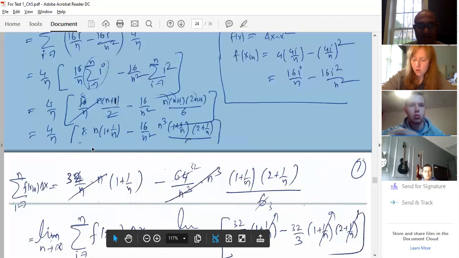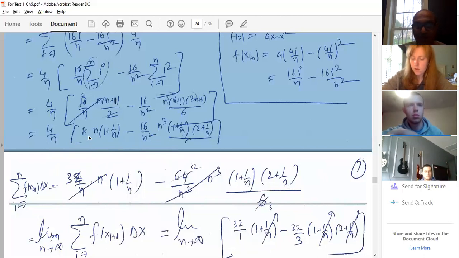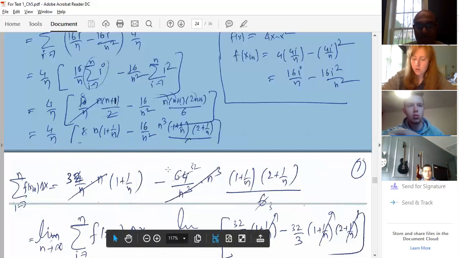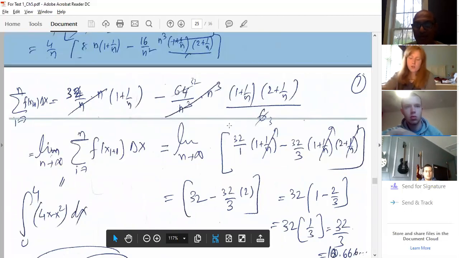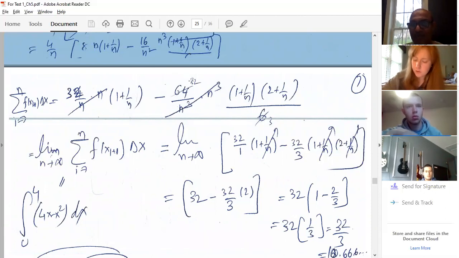Here it is n and here I have one more n, so this n and n will get cancelled out. So I'm just left with 8 4s are 32, 1 plus 1 by n. The n cube will get cancelled out. 16 4s are 64, 1 plus 1 by n, 2 plus 1 by n, divided by 6. If you cancel this, 3 2s are 6 and 32 2s are 64. So 32 divided by 3. This is my final expression.